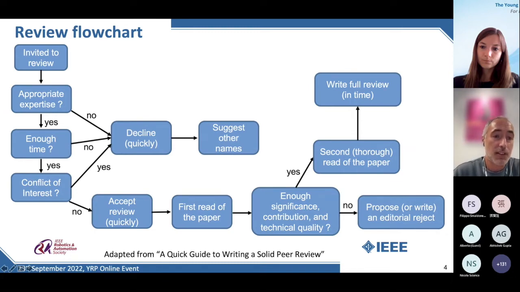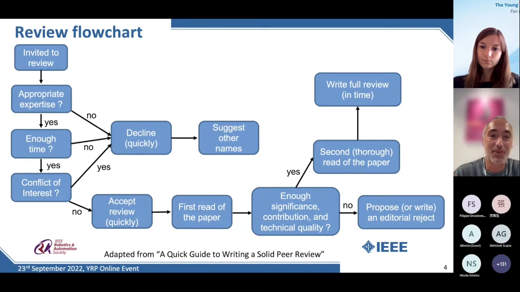Then, do you have a conflict of interest with the authors? Conflict of interest can be defined in many ways, but every journal and conference has a policy. In general, if you are a close friend, collaborator, student or supervisor of one of the authors, then you have a conflict of interest, and you shouldn't review the paper. In those cases, you should decline quickly. This is an important point.